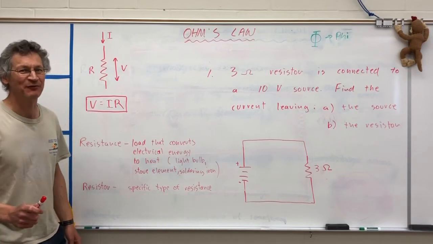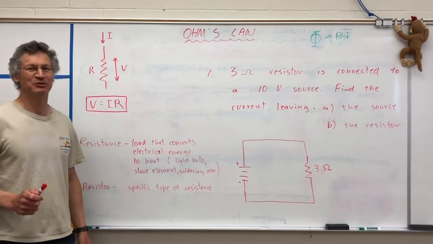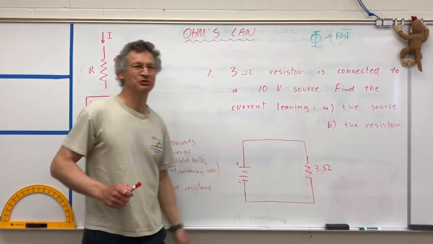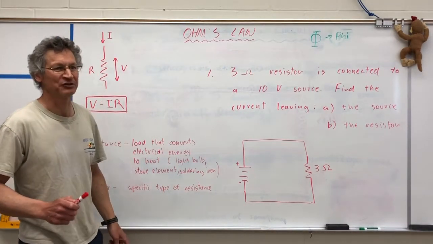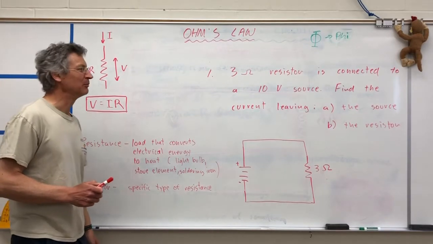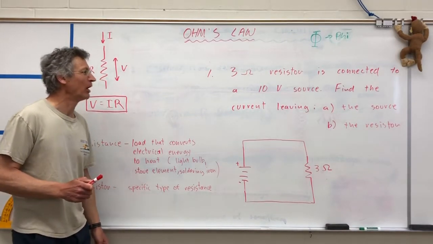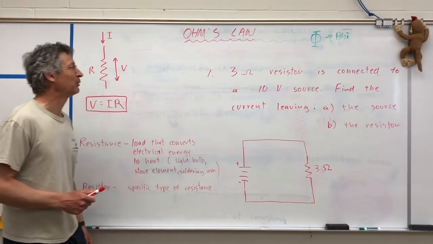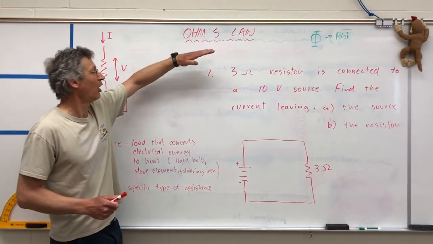Hi, this is day 42, and today's episode is brought to you by the Greek letter Phi, which is used to represent magnetic flux, something we might actually be touching on in a little while. For now, though, we want to do a quick example using Ohm's law.